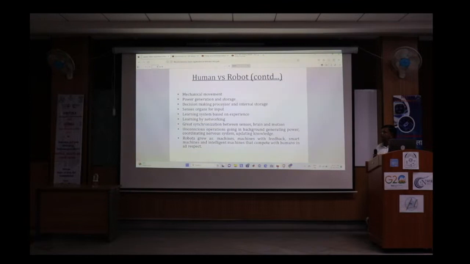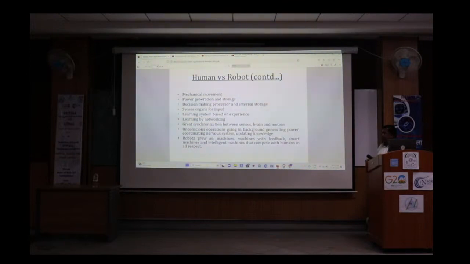Then unconscious operation going on in the background. For example, I told you I am already generating energy from the food consumed, and it is not known to me. I am talking still, my body is working. So in the same way here also, unconscious operation going on in the background: generating power, coordinating the nervous system, updating knowledge.